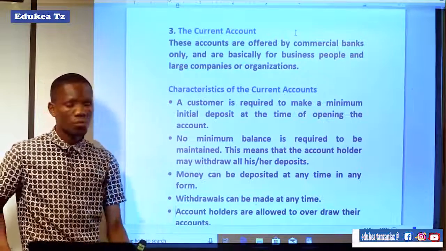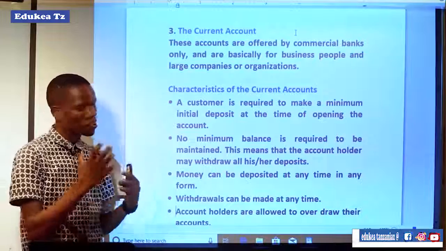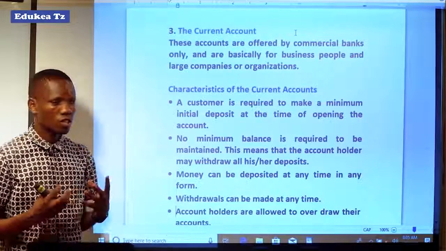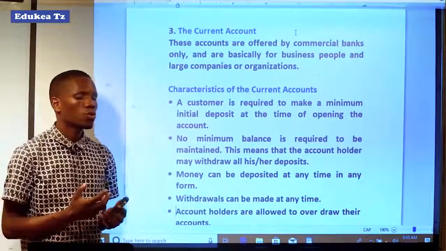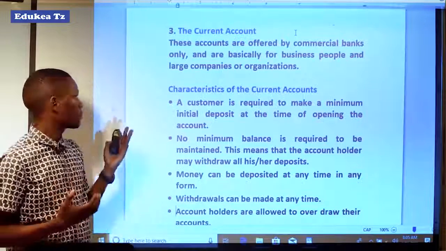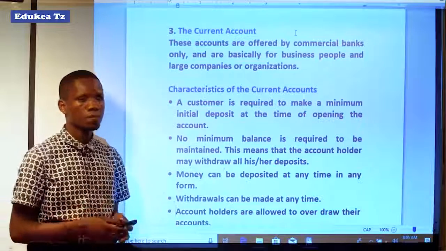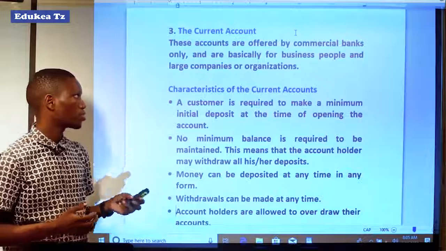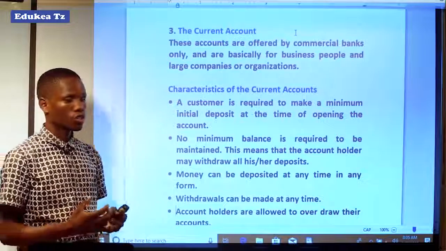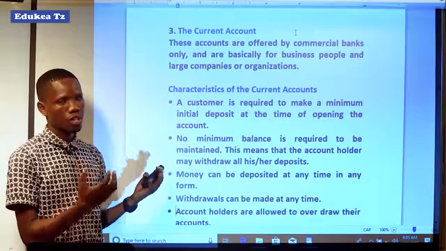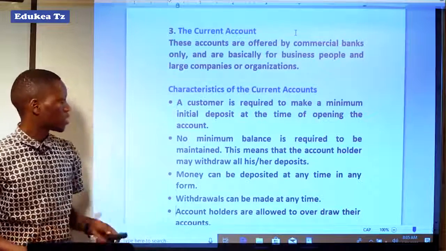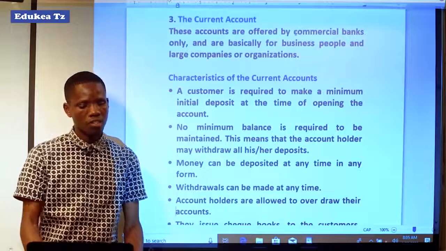This type of account is opened by businessmen, meaning the people who are engaging in business. So the people who are not engaging in business are not allowed to open this type of account. Also, the large companies or organizations or different institutions are the ones who are allowed to open this type of account in these commercial banks, but not private people who are not in organizations or companies, or people who are not engaging in different businesses.